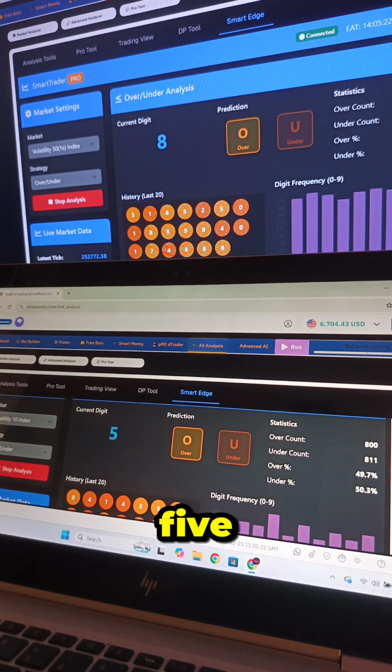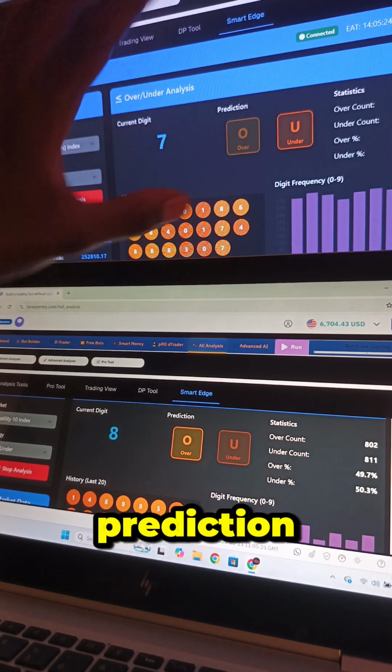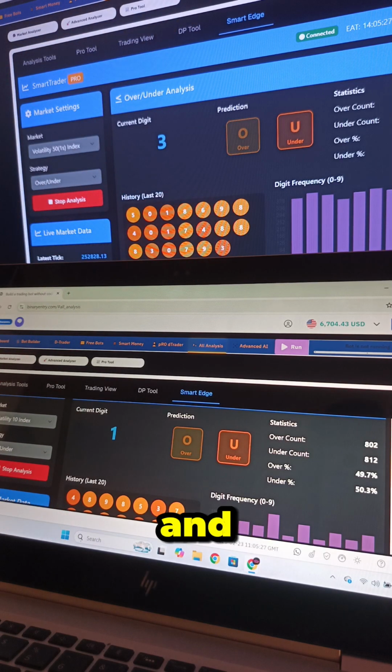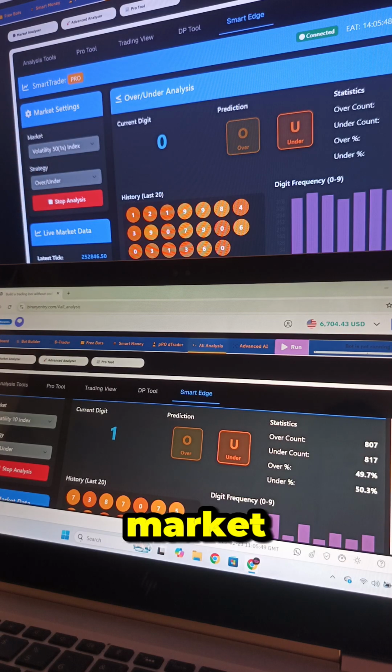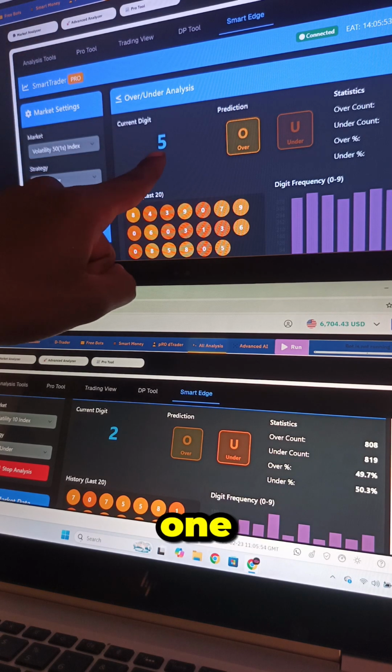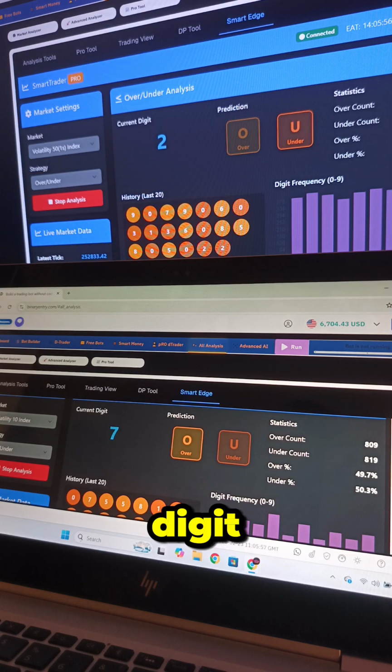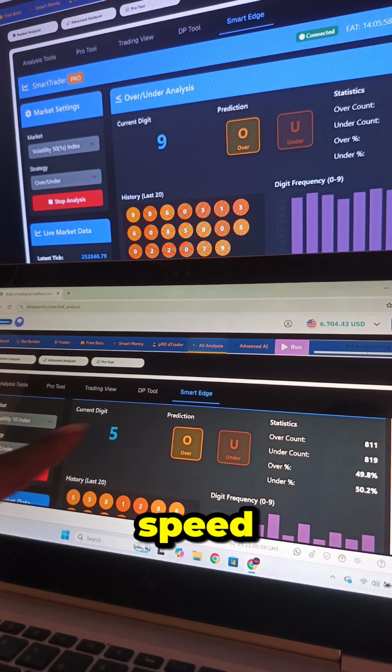I want you, in 5 seconds, to look at the last prediction of both volatilities and let's see if we notice something. Great. What we have noticed is that the 1S, in terms of digit production, is much faster than the index market. That is something we can all agree on, right? Basically the 1S, in terms of the last digit, is like double the speed of the index.